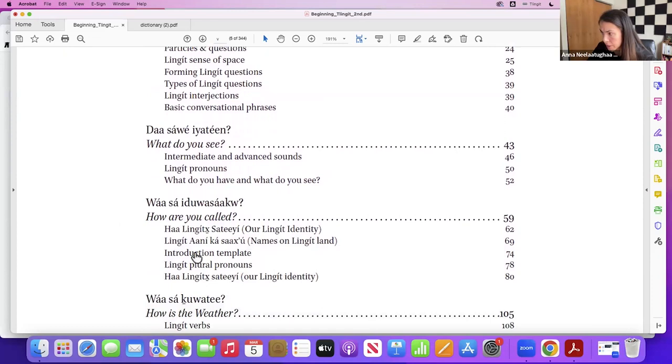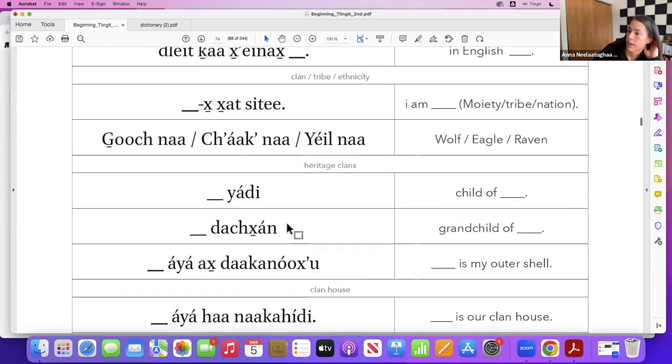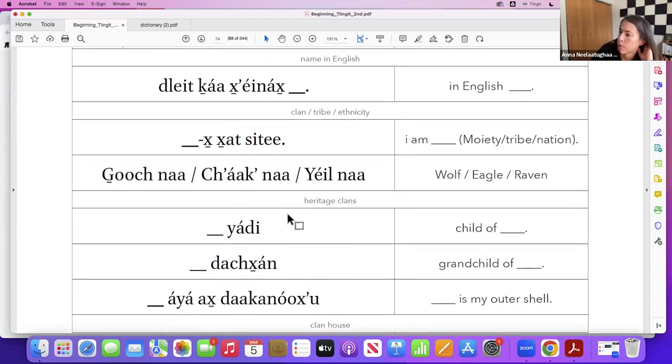So under this chapter, Wasai Duasak, this is the chapter I go to a lot when teaching the self-introduction because you have Tlingit identity, Tlingit place names, and a template to follow for your self-introduction. But I'm going to go here to the introduction template, and here's an example. So these are things you can pull from to acknowledge specific relationships in the crowd.